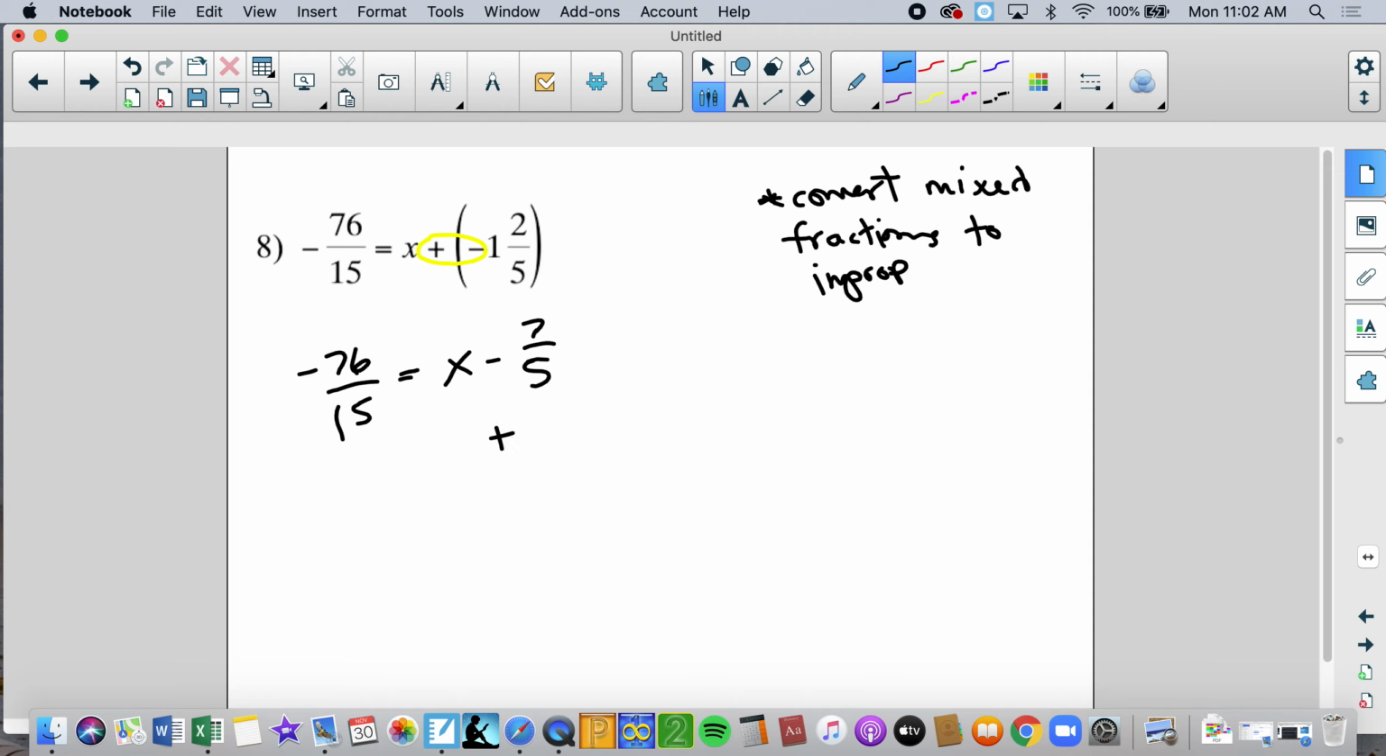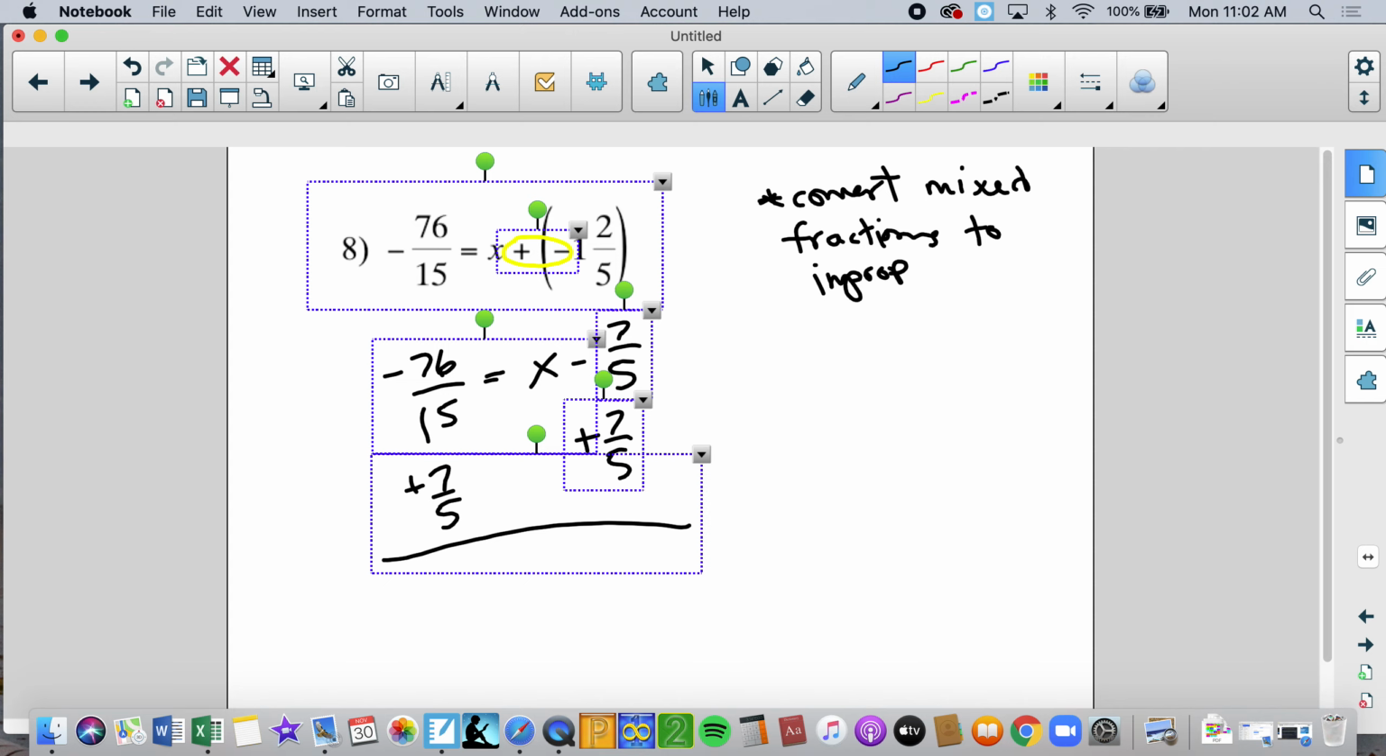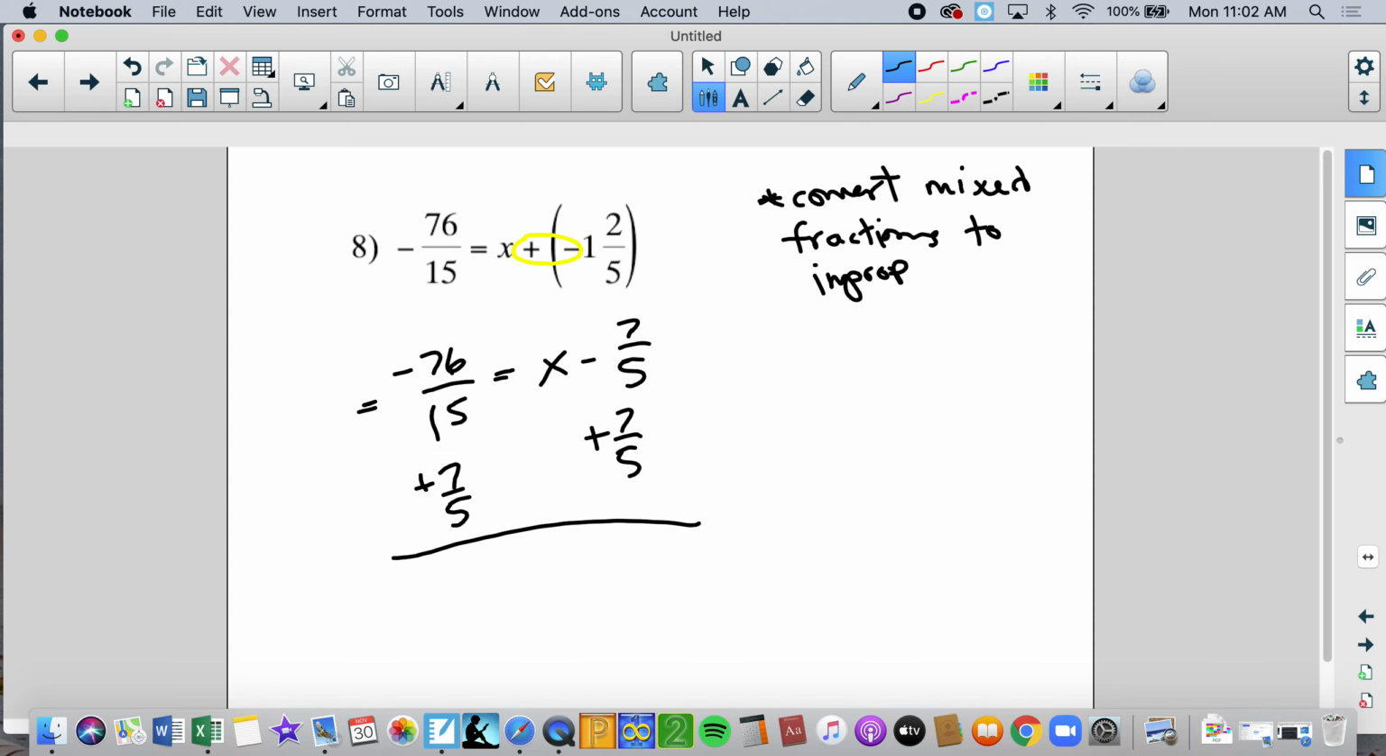And now I'm going to add 7/5. I'm going to add 7/5. I need to find congruent denominators. So my common denominator is 15.